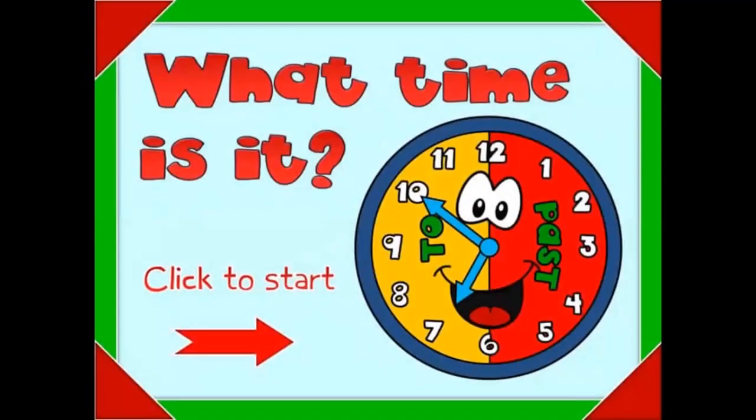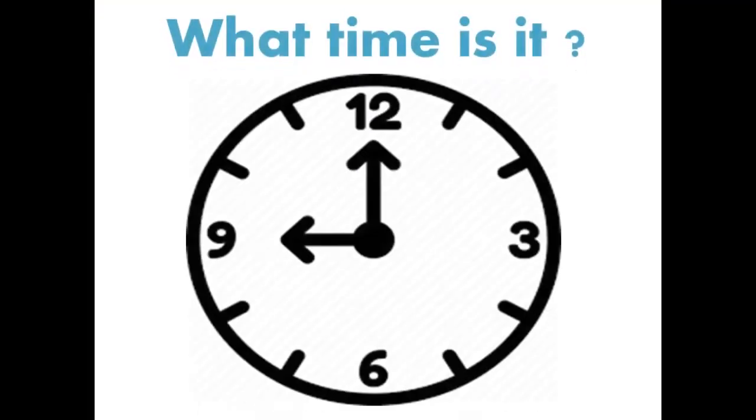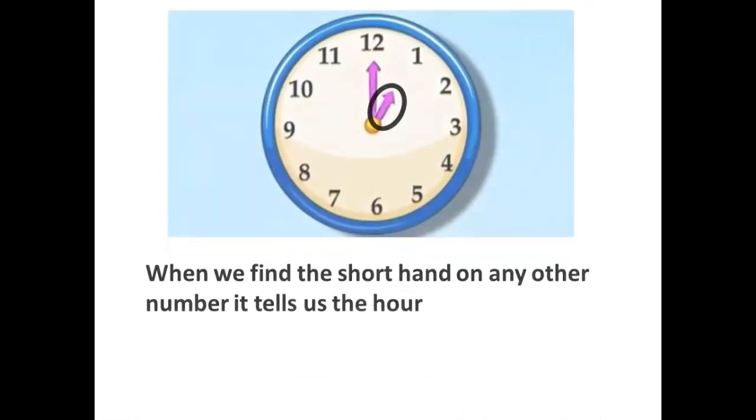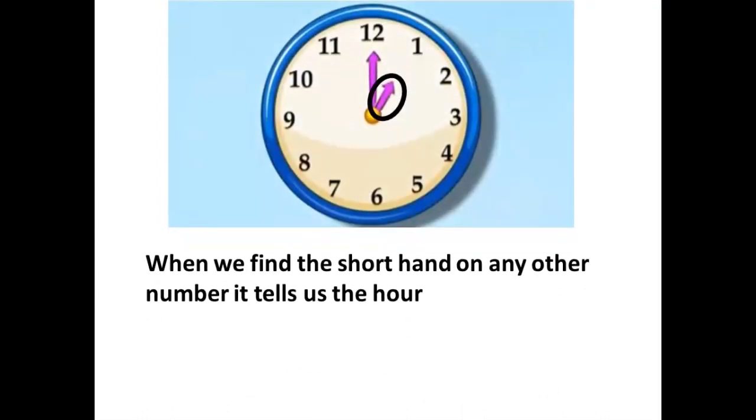When we ask about the time, we say, what time is it? Again, when we ask someone about the time, we have to say, what time is it? Okay, let's start. What time is it here? We said before, when the long hand is on number 12, it means o'clock. It means what? O'clock. And when we find the short hand on any other number, it tells us the hour.